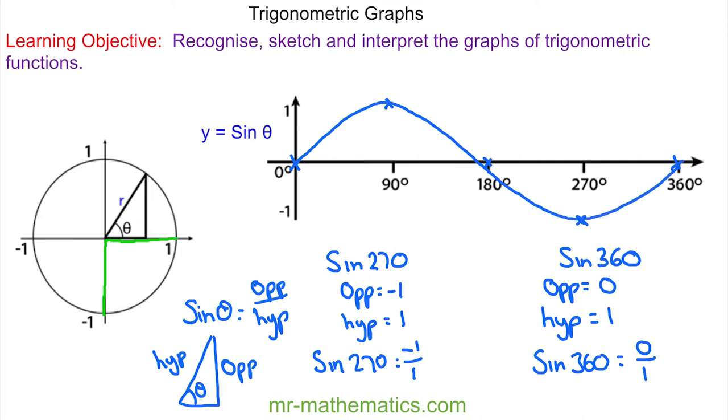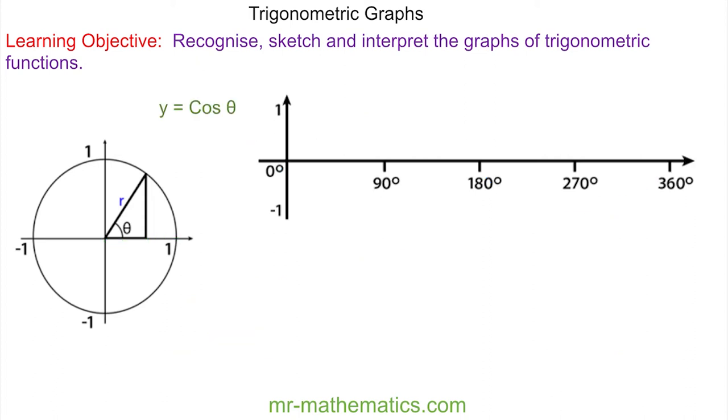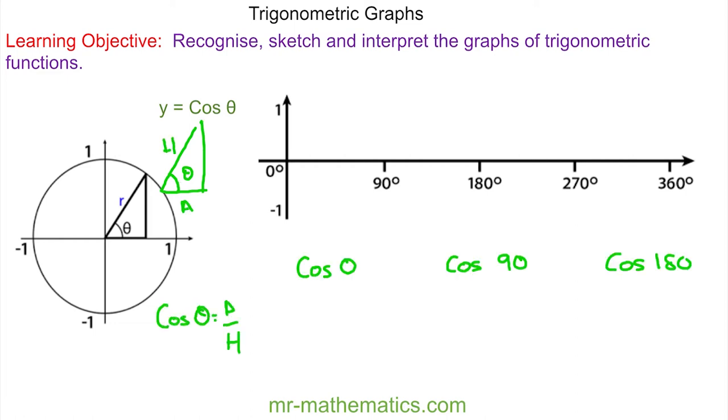Okay, let's move on to the cosine graph. So again, we need to remember what cosine theta means. And here we have theta, and the cos of theta is the adjacent divided by the hypotenuse. So we'll begin with the cosine of 0, where we have this side here at 0 degrees. And you can see that the adjacent length is 1, and the hypotenuse, which is the radius, is also 1. So the adjacent is equal to 1, and the hypotenuse is equal to 1. So the cosine of 0 is 1 divided by 1, which is 1. So that point goes here.